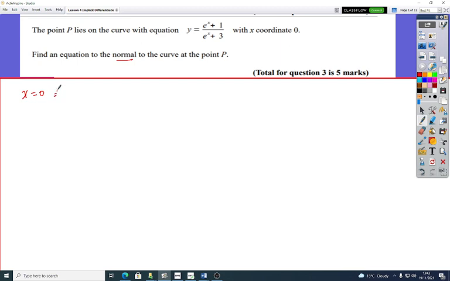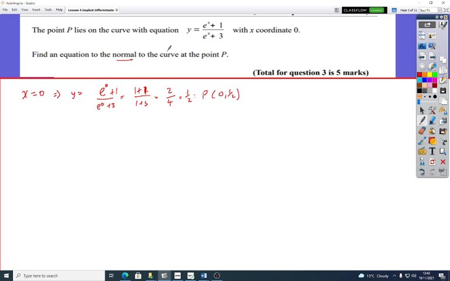So x equals 0, then that implies y would equal e to the 0 plus 1 over e to the 0 plus 3. Anything to the power of 0 is 1, so that's 1 plus 1 on the top, and that's going to be 1 plus 3. So we got 2 over 4, which is a half. I'm just going to put that 0 and a half is where P is, on the curve.